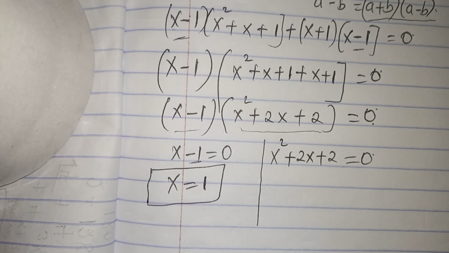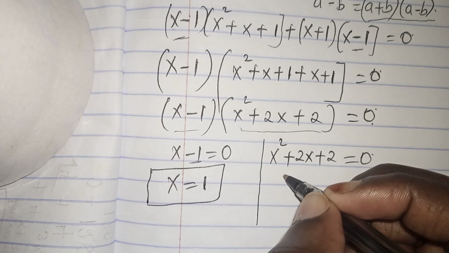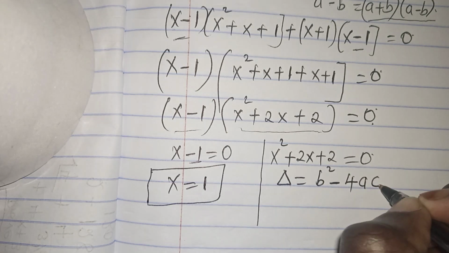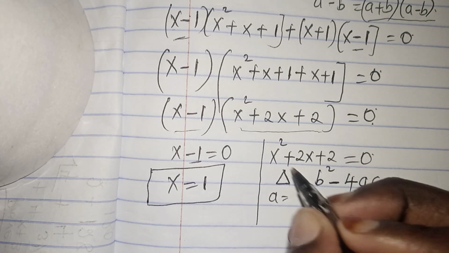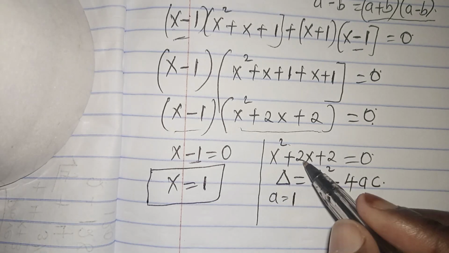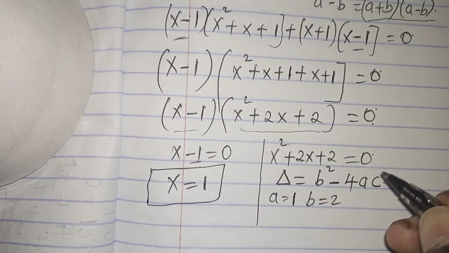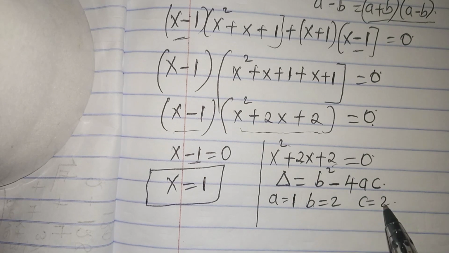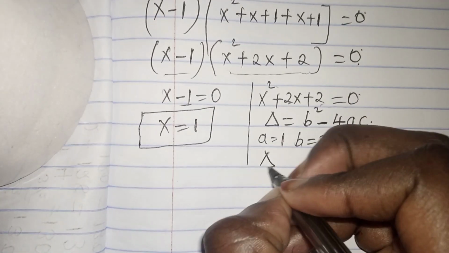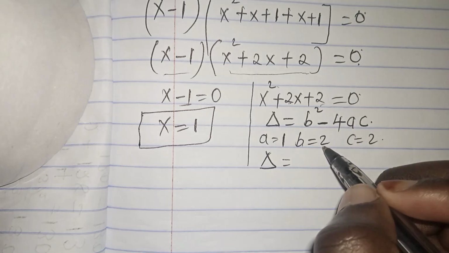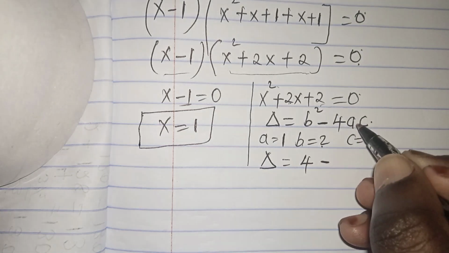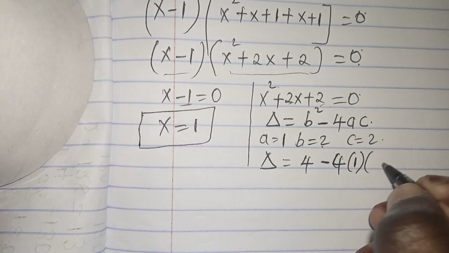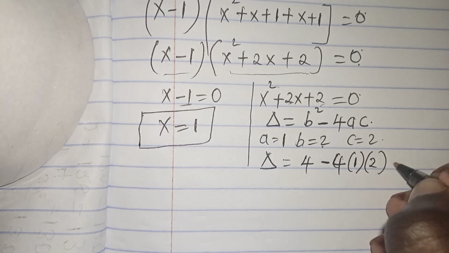So this quadratic equation, we can solve it using the discriminant formula, where delta is equal to b squared minus 4ac, where our a is the coefficient of x squared, which is 1. Our b is this middle term here, b is equal to 2. And our c is this constant here, which is 2. So let us substitute these figures in our formula. Delta is equal to b squared, 2 squared, which is 4, minus 4 into a, which is 1, times 2, which is our constant c.